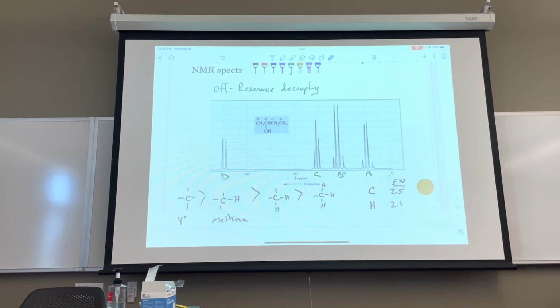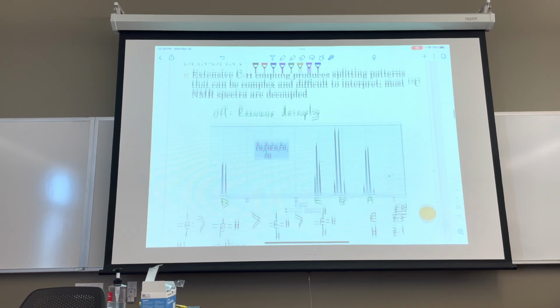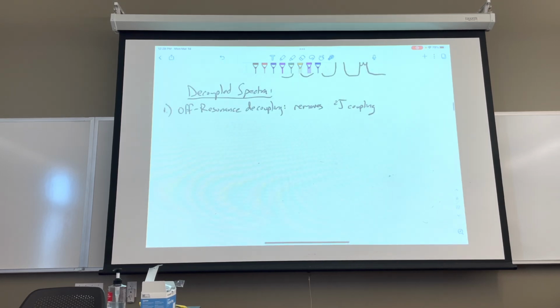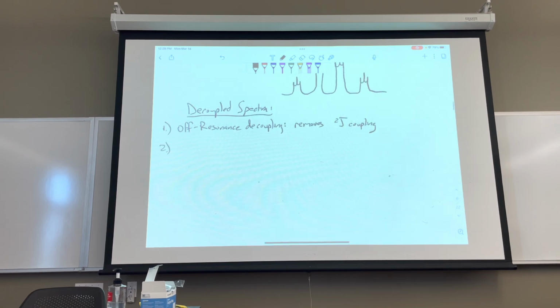Okay, so this is what we call off-resonance decoupling. The other way that we can do this is what's called broadband decoupling. Broadband decoupling simply removes all coupling.